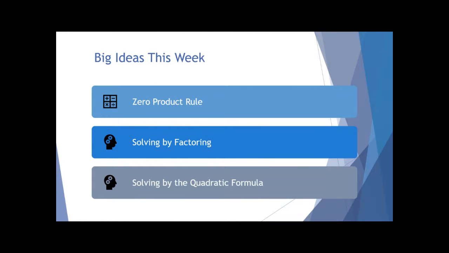So the big idea is we're going to be looking at the zero product rule, and then we're going to solve by factoring, and then solve by the quadratic formula. And those are the 2 most common ways to solve quadratic equations.